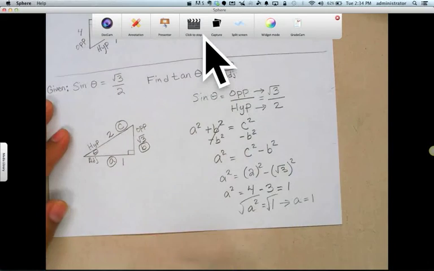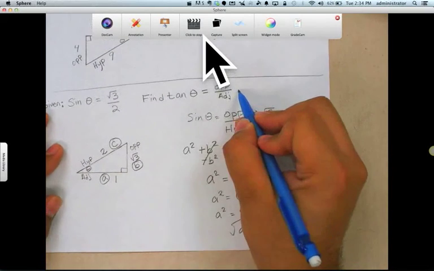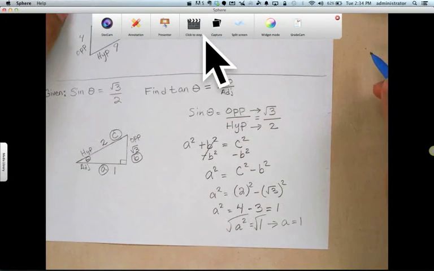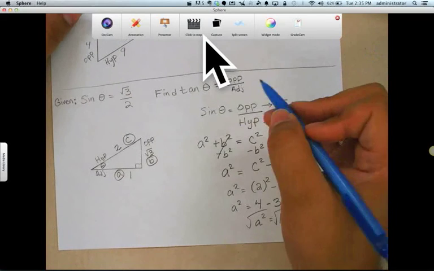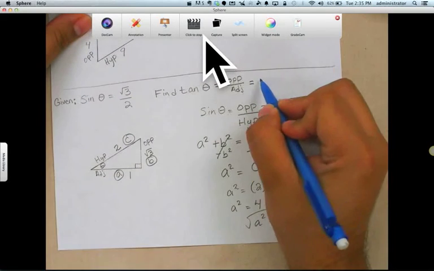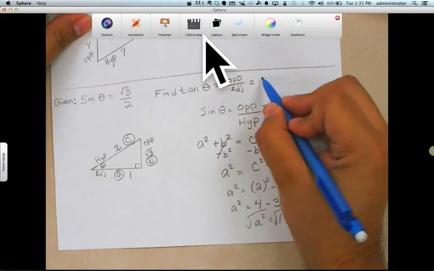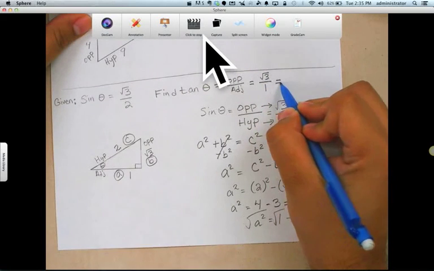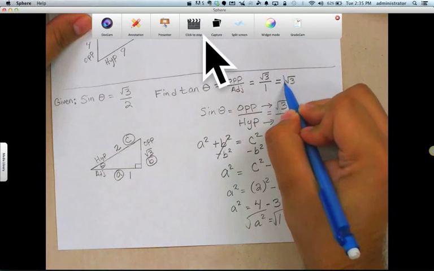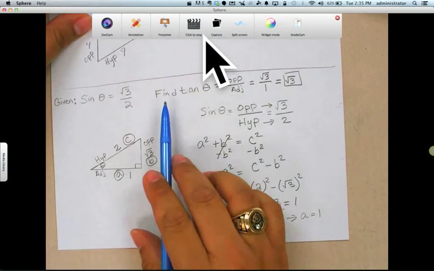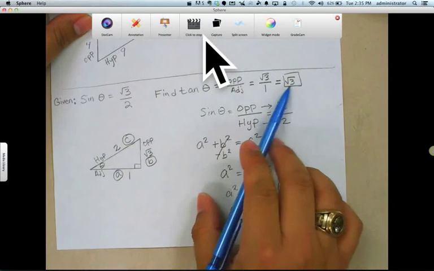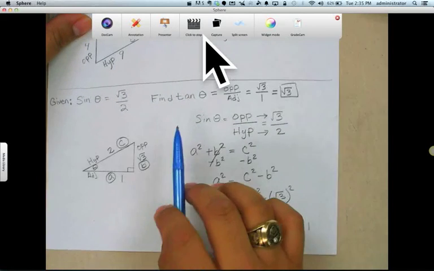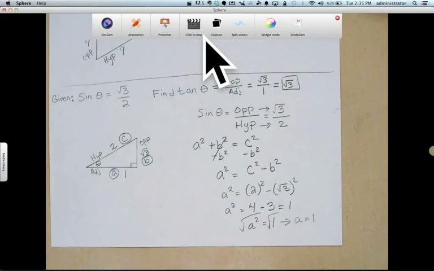Now to answer the question up here at the top, what is the tangent of theta? Well, it's the opposite over the adjacent. In this case, the tangent of theta will be the square root of 3 over 1, which simplifies, of course, to the square root of 3. So to answer our very last question here, find the tangent of theta, the answer is the square root of 3. So hopefully these examples were understandable and you can complete the rest of your assignment on the trigonometry of right triangles.